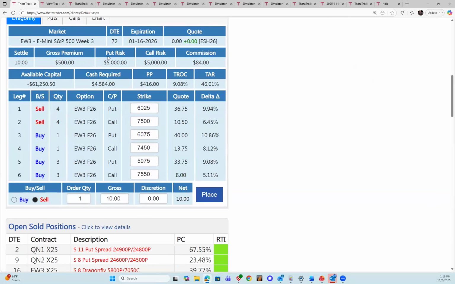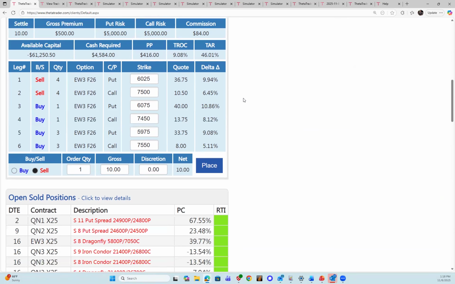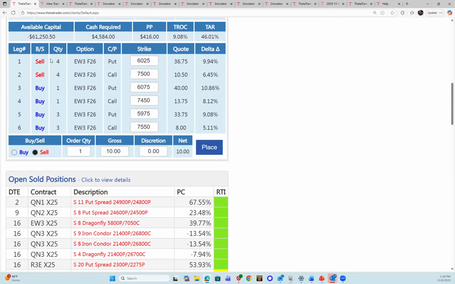Now you'll see here on this table the market name, the days till expiration, put risk, call risk, commissions, capital, cash required, on and on. I won't go through everything here, but you'll see here you're selling 4 of the 60-25 puts and you're selling 4 of these 7,500 calls.